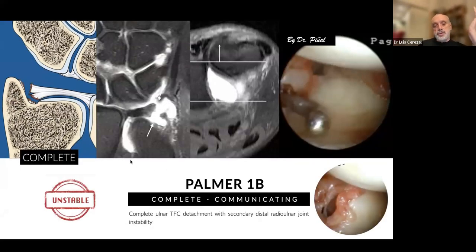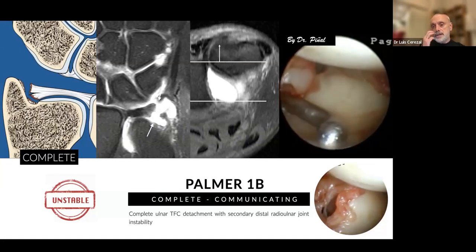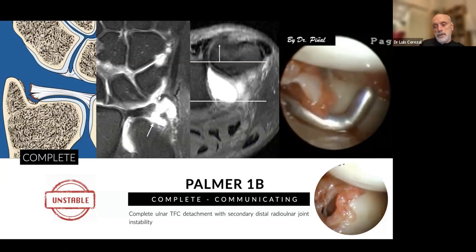This is a complete injury, Palmer class 1B type 2 of Atzei, affecting both the styloid and foveal insertions. In this case, it's very easy to make the diagnosis on MRI, and also we can see on axial images a marked dorsal subluxation of the ulnar head, a marked static distal radioulnar joint instability. And this is the arthroscopic correlation. This is a case of Paco Piñal.